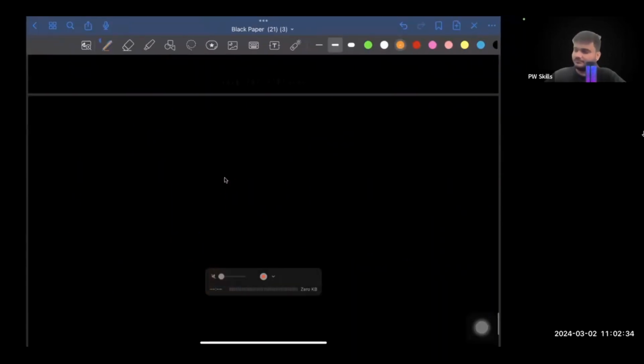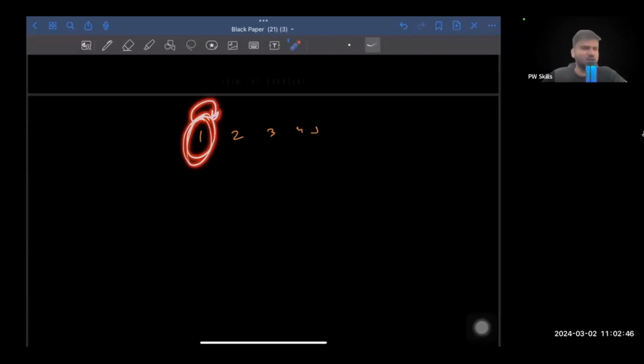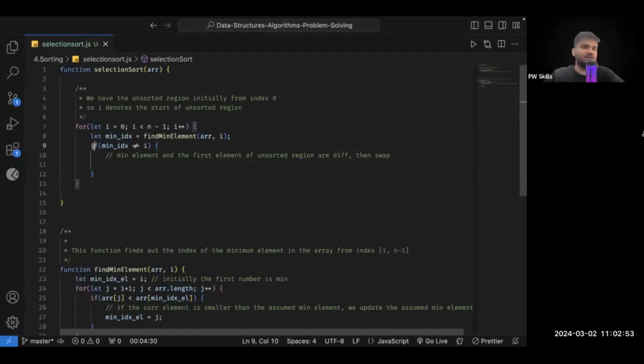Think about it. If you have an array like 1, 2, 3, 4, 5, and you find the minimum element as 1, you do not need to swap 1 with 1 because it's already there. Even if you swap, it will not hamper a lot, but if you can avoid the swapping, it would be good. So I'm checking: if the minimum element I found is different from the first element of the unsorted region, then only I will swap.